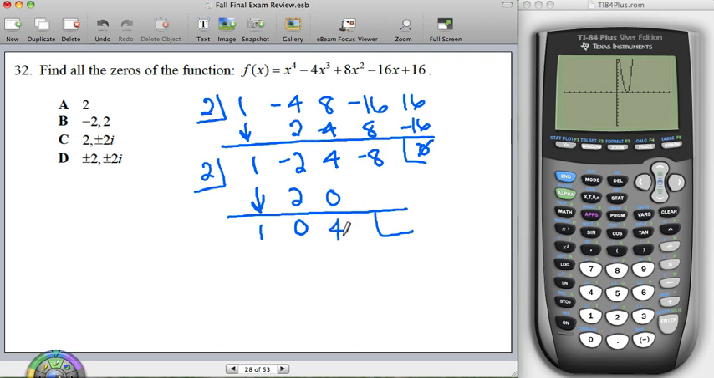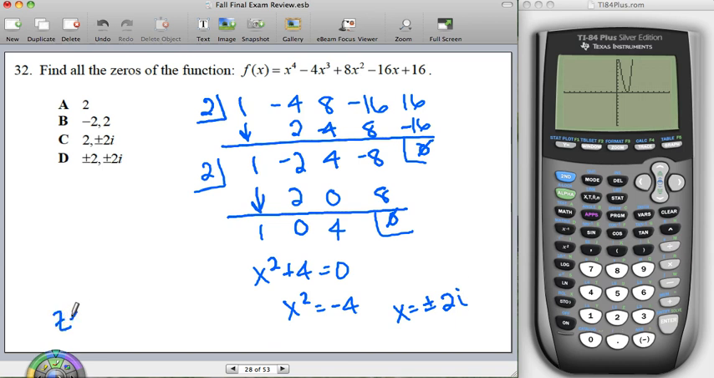Combine, multiply. Alright, so we started with an x to the 4th. This would be an x cubed. This is an x squared, so I have x squared plus 4x equals 0. If I continue to solve for x, I get x squared equals negative 4. Take the square root, and you get x equals plus or minus 2i. So I have zeros at 2 and plus or minus 2i.